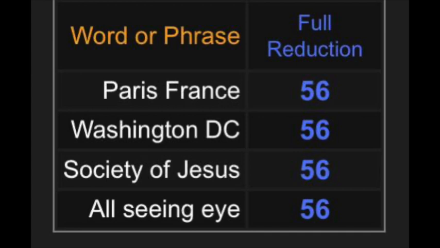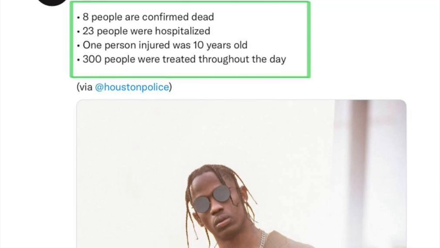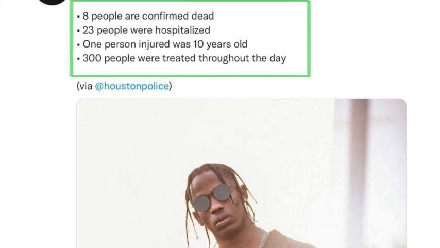It's something we'll be able to go back in history and really see the evil of these people. So the next morning I wake up, I put out to see something, say something, nothing was going down. Next thing you know, here we go. I got the Twitter thing saying 8 people are confirmed dead, 23 people hospitalized, 1 person injured, and 10 was 10 years old. 300 people were treated throughout the day.